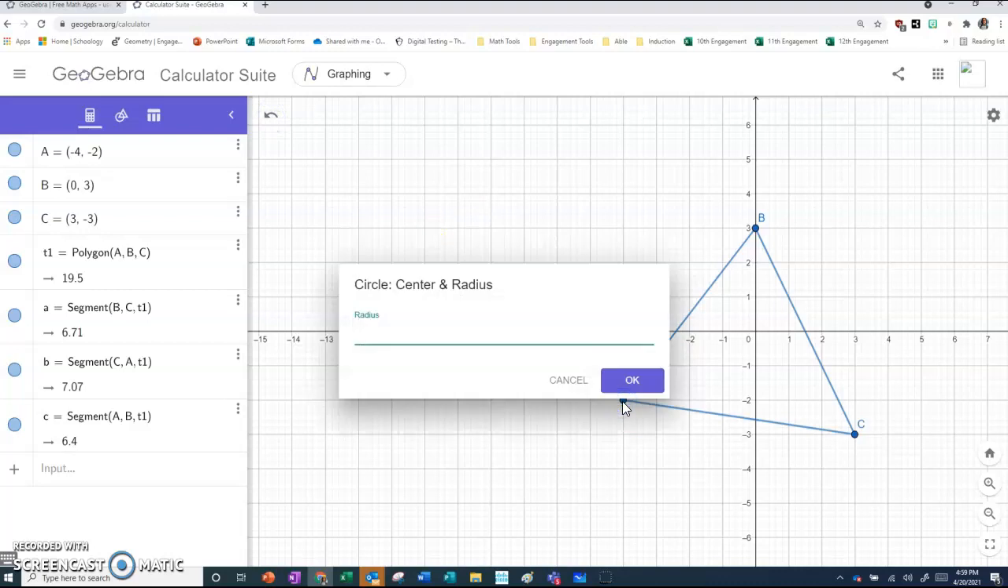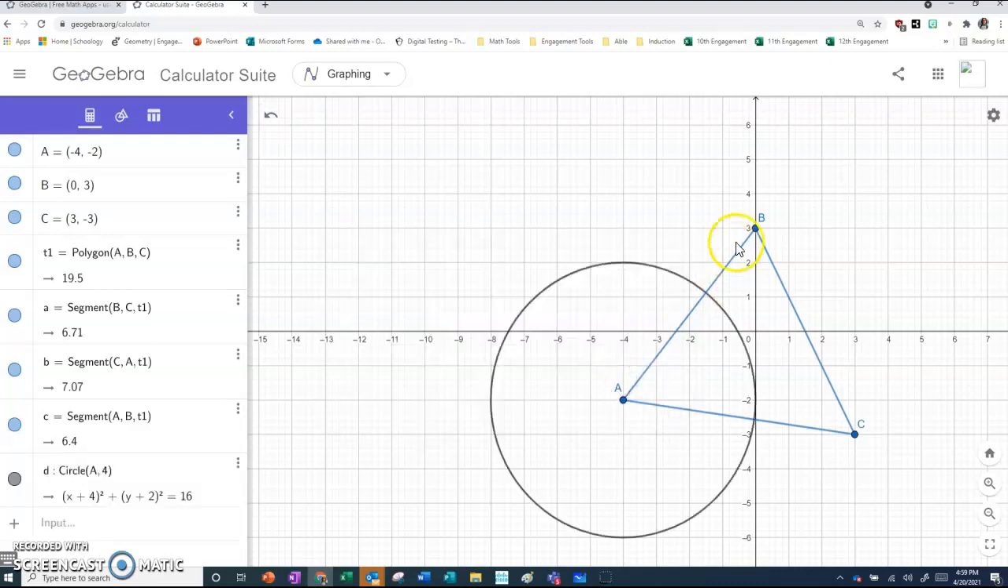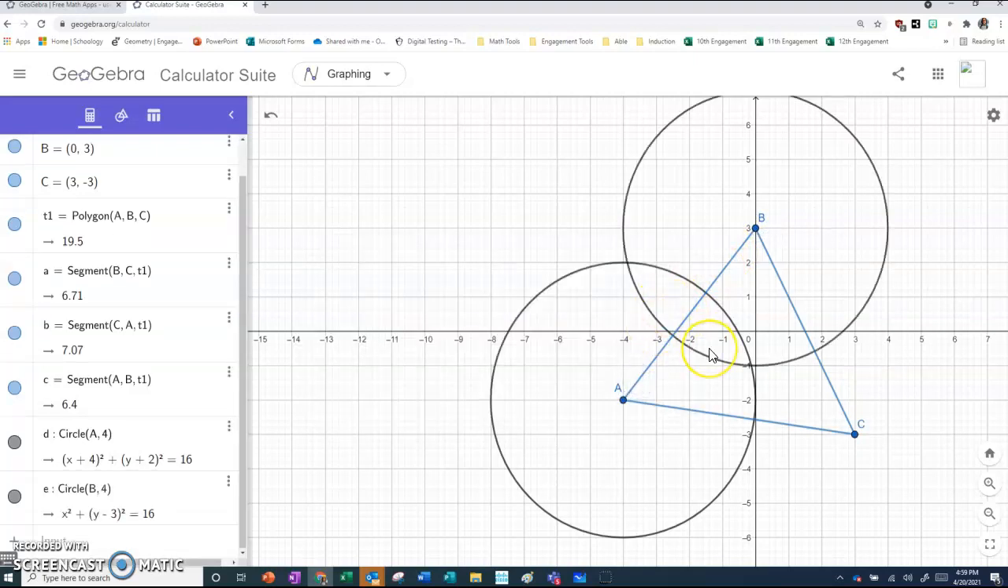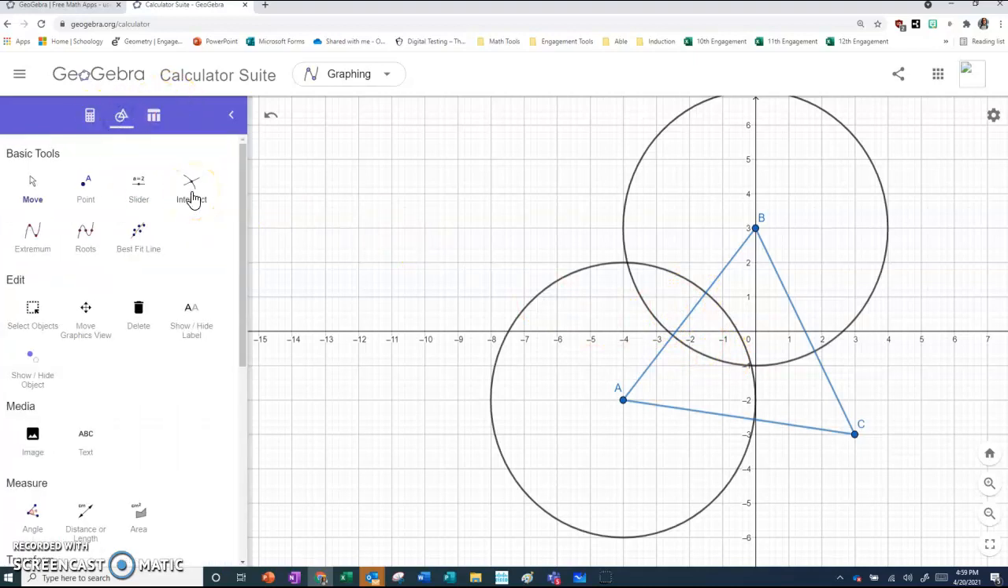Make a circle at point A, change the radius to 4 this time, and make another circle at point B and also have its radius 4. These 2 circles do intersect. The second step is to find the intersection of those circles, of those arcs. Okay, so use the intersect tool and select the two circles. This is where the two circles intersect.